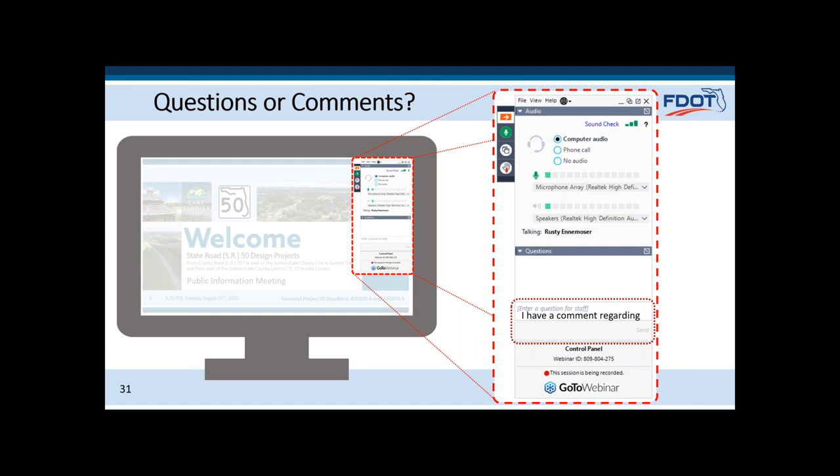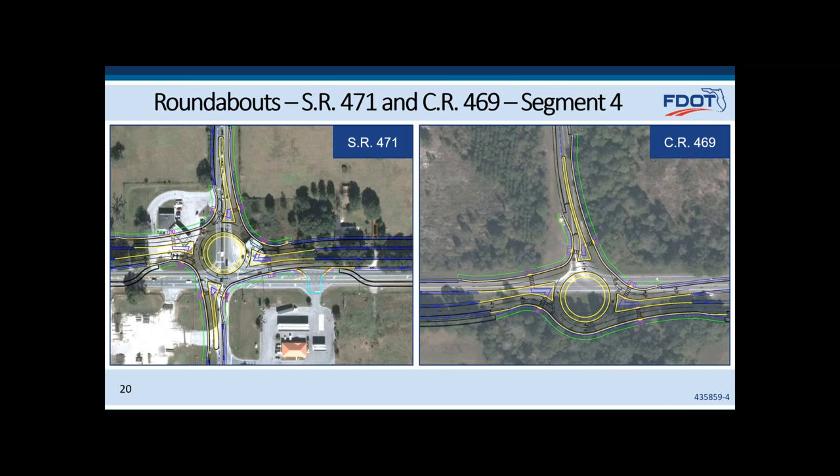Okay, next question. Just west of 471 before the roundabout planned, do you have the speed limit for there? Yeah, just west of 471, the speed limit as it approaches the roundabouts is 55, and the advisory speed limit does drop down to 25 as it goes through the roundabouts.